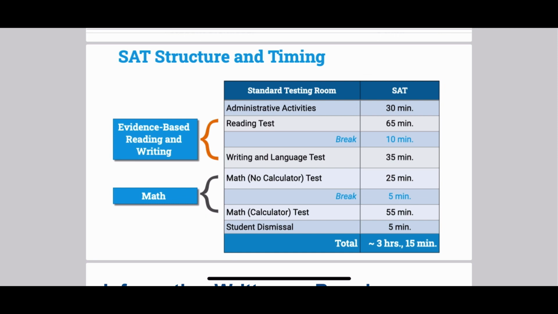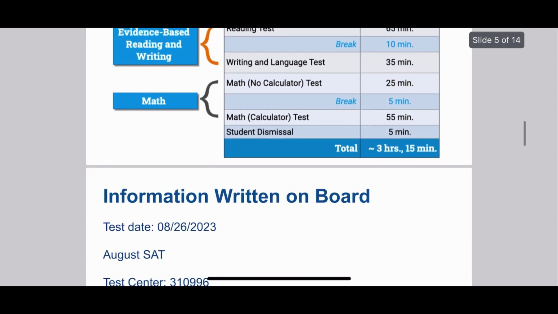So here's how the test is broken down. 30 minutes is just going to be bubbling information about the student. The reading test is going to come next. They'll have a 10-minute break. Then they're going to move on to writing and language, math without a calculator. 5-minute break. They're going to have math with a calculator. And then it should take about 5 minutes for dismissal.